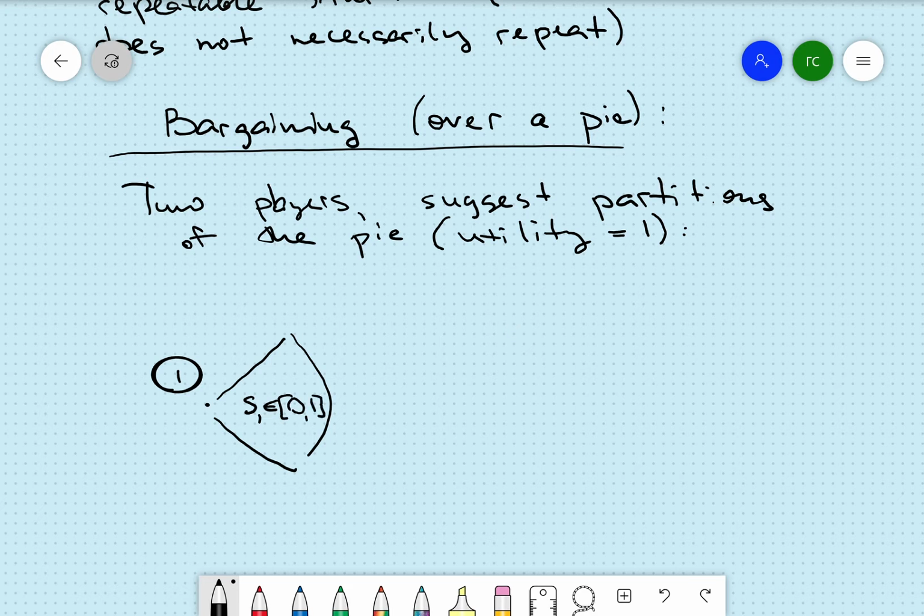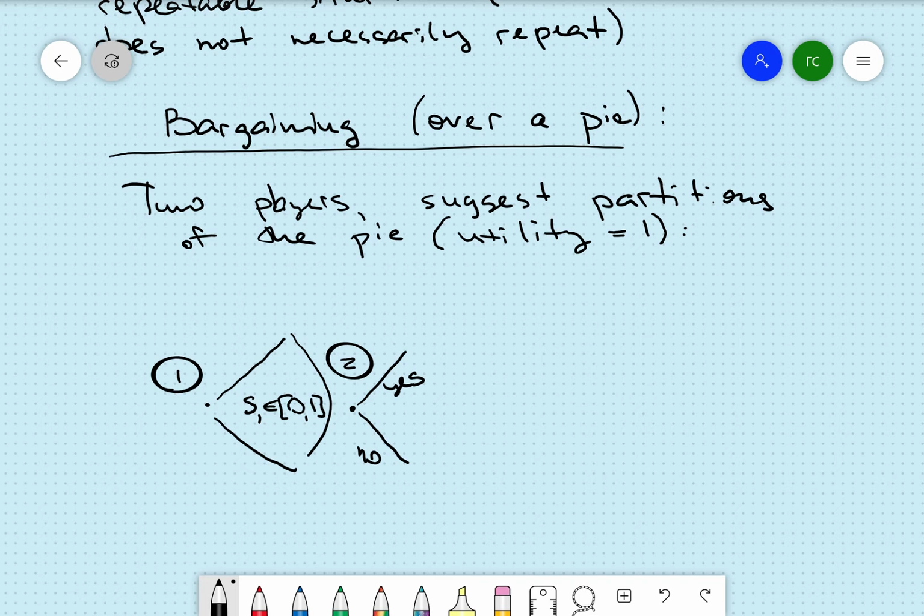And then the second player is told what the first player proposes him, right? So the first player makes an offer saying something like, I will take this much and you take the rest. And then the second player can either accept this proposal, say yes, or reject it and say no, I don't like what you propose.